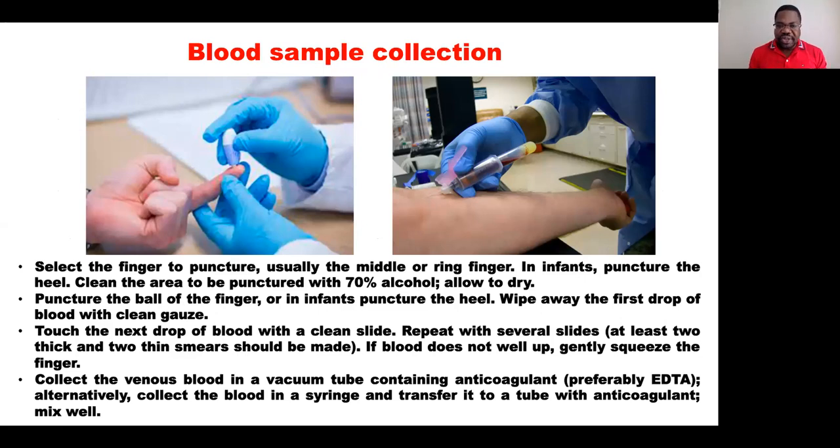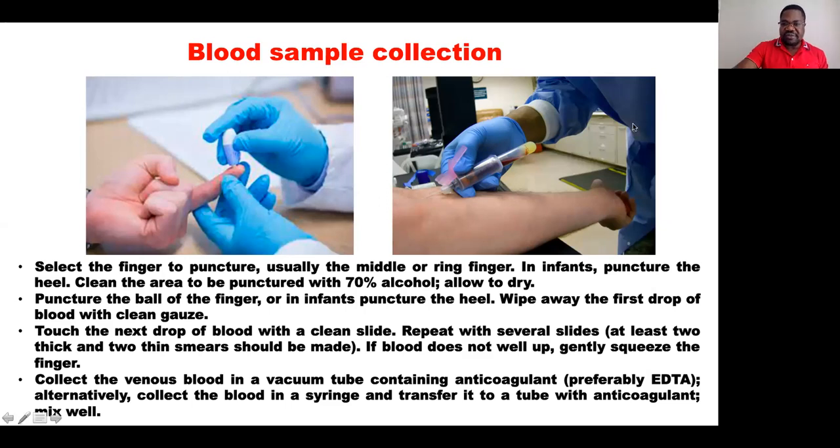But before we go to the smear microscopy, let's look at how the blood sample collection is done. You can do blood sample collection in two ways. You can do the finger prick, taking capillary blood from the finger, or you can use venous blood. But if you collect venous blood, you need to ensure that you use a vacuum tube containing an anticoagulant, preferably EDTA.